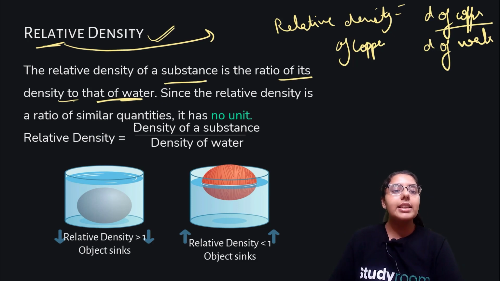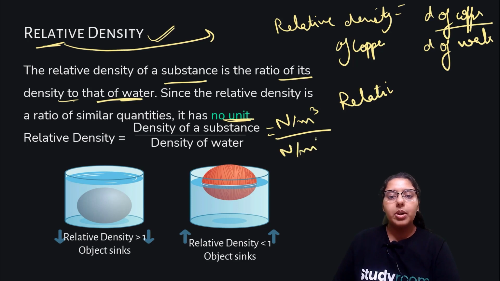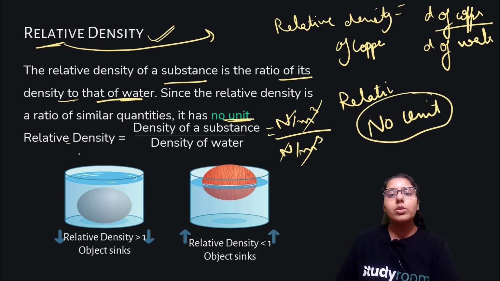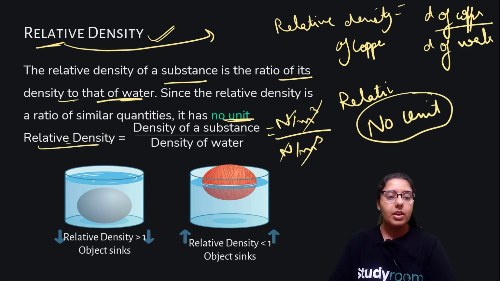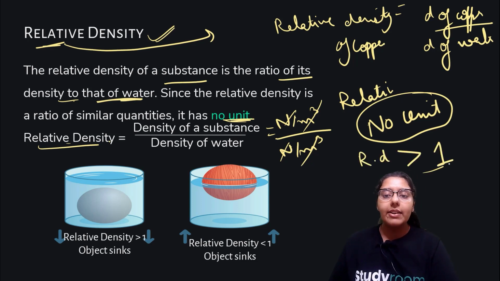Since the relative density is a ratio of similar quantities, it has no unit, okay? Of course, relative density means density upon density. So, what is the unit of density? Newton per meter cube. And here also Newton per meter cube. Everything cancels out. So, relative density has no unit. Which quantity has no unit? Relative density.